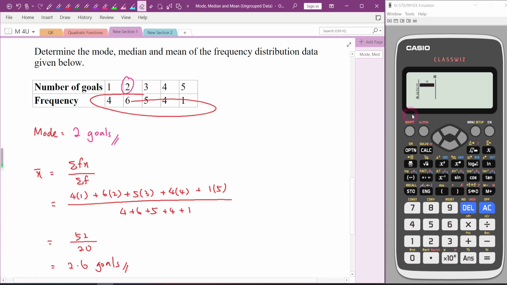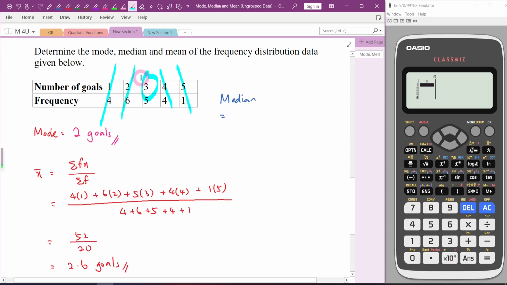Later on, I will show you how we use our calculator to check our answer. How about median? So again, this you need to be more careful. You cannot do it this way. The median is 3. No, this is not correct. What you need to do is, in this situation, we cannot cut like this, right? We actually don't have time to write out 4 times of 1, 6 times of 2, 5 times of 3, 4 times of 4, and 1 times of 5. Total you have 20 data.